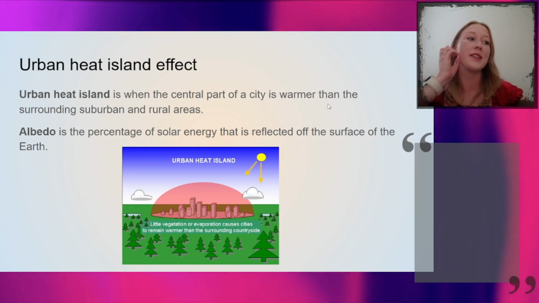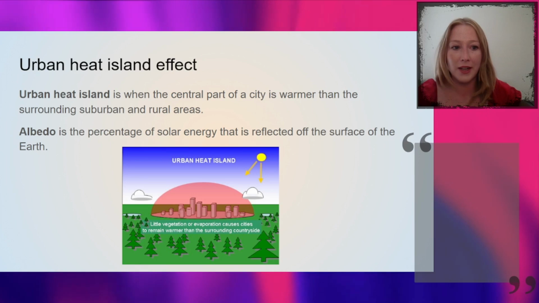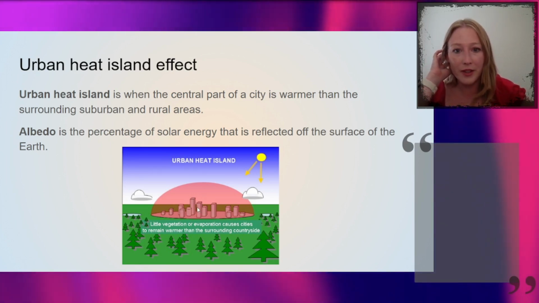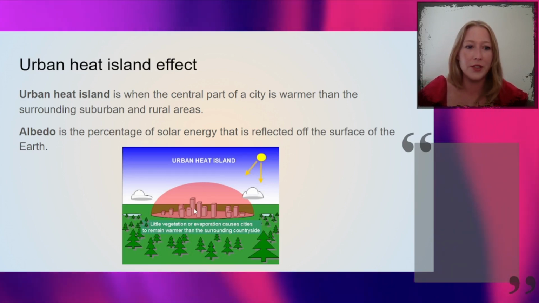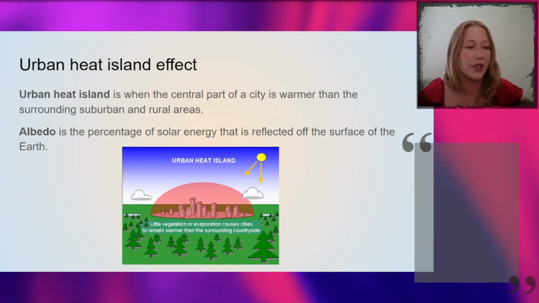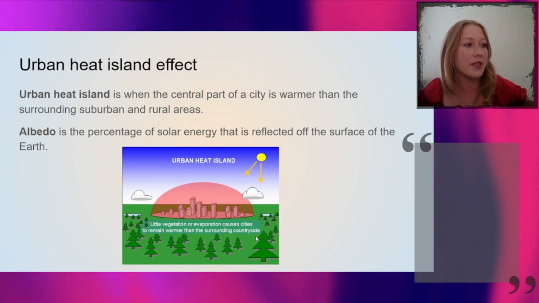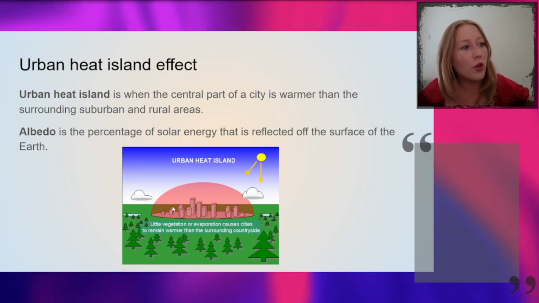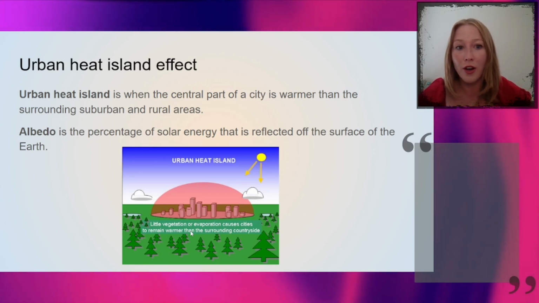So this is just a nice little visualization of what the urban heat island effect looks like. So basically, where you have your urban area over here, it radiates a lot of heat. That's a better way of putting it. So your surrounding rural areas tend to be a lot cooler, and your urban areas, your built up concrete jungle, tends to be a lot hotter.